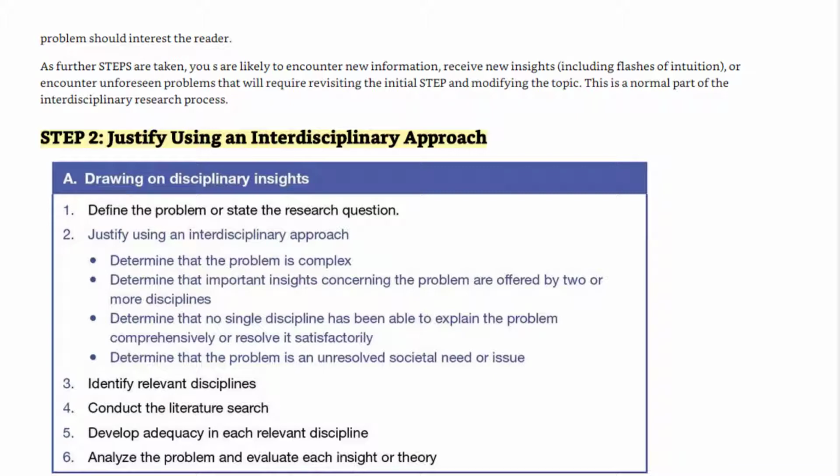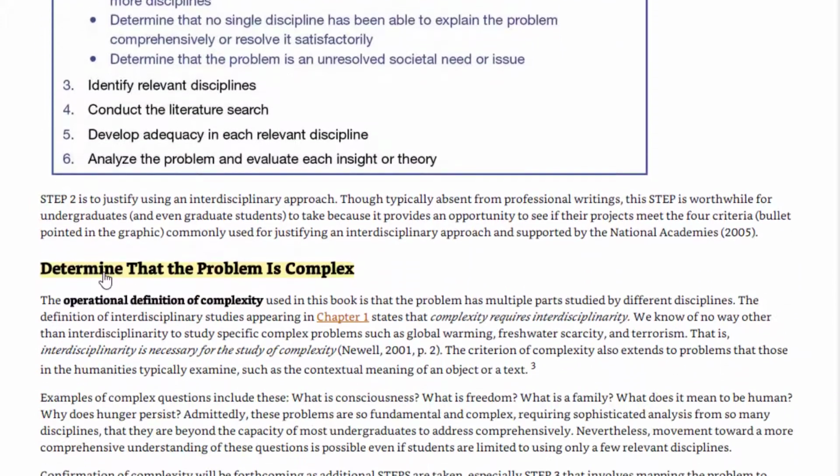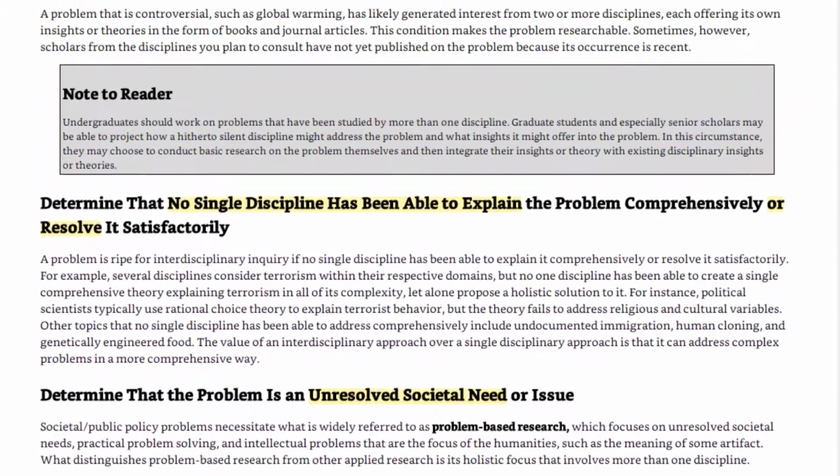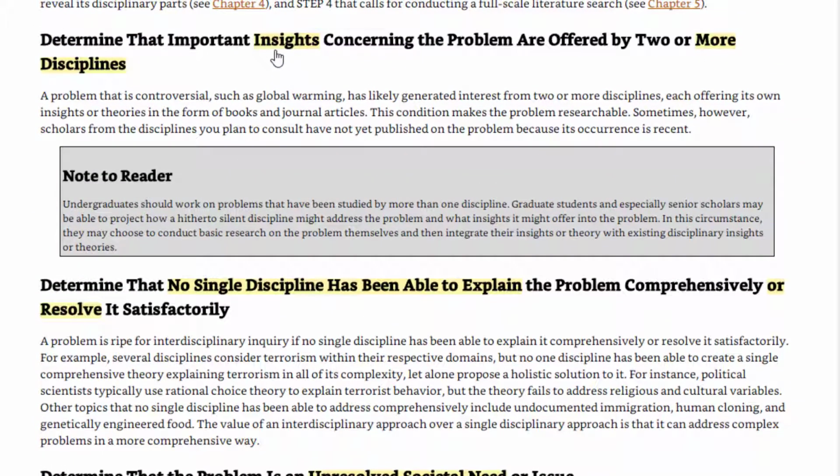So the first thing is determining that the problem is complex. And we've already talked about that a little bit, but read this section. It's very good. Determine that the insights needed to talk about this problem in depth and in detail, that those insights come from 3 or 4 disciplines. And the next to the last one is determine that not one discipline has been able to solve the problem, explain the problem, or resolve it, whatever. So you have to make sure it's not something that's already been solved.